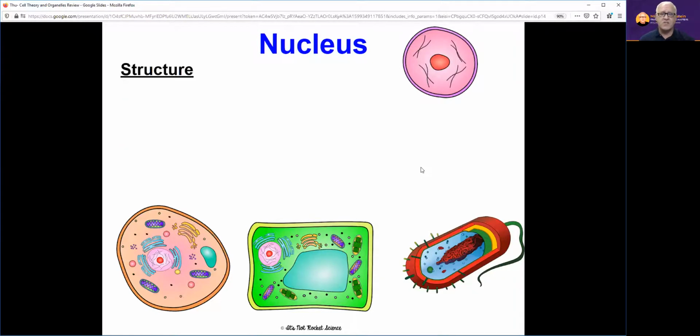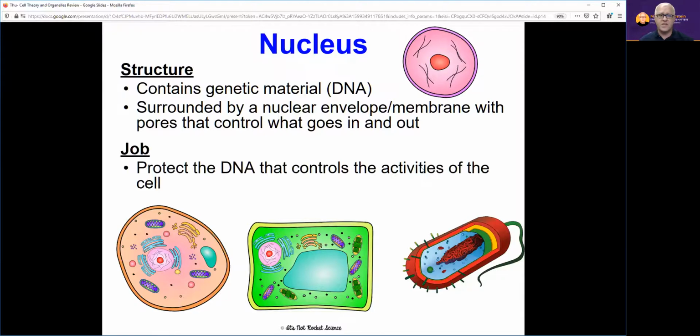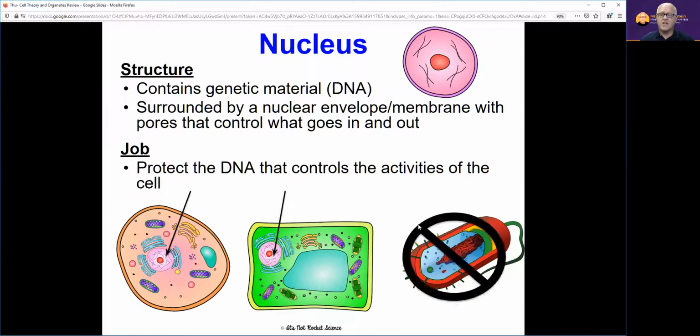You have the nucleus. The nucleus structure contains the genetic material, the DNA. It's surrounded by a nuclear envelope or membrane with pores that allow and control what goes in and out of the nucleus. Its job is to protect the DNA that controls the activities of the cell. The animal cell has a nucleus, the plant cell has a nucleus, but the bacteria cell or the prokaryotic cell does not have a nucleus.